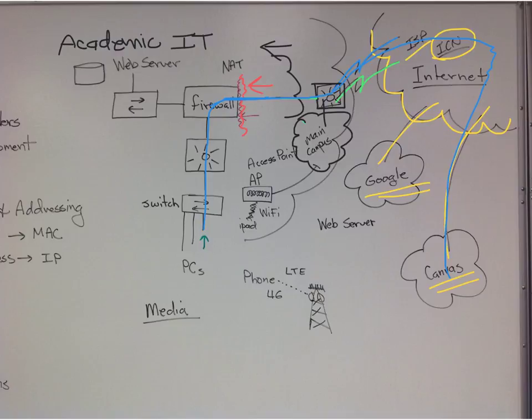Now there is an exception. Let's see, I'll draw that with a yellow line. If somebody via the Internet, let's say you're at home and you want to work on the web server here on campus, when you come in, when you get to the firewall, it's going to look and see where you're going. And if you're going to the web server, it's going to let you in.